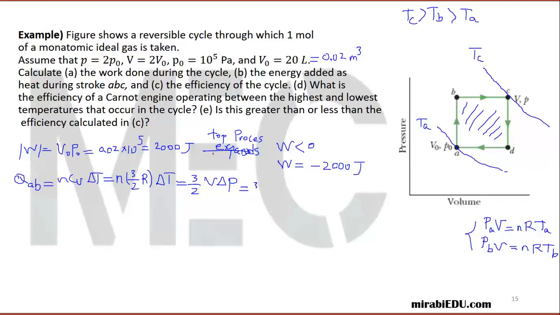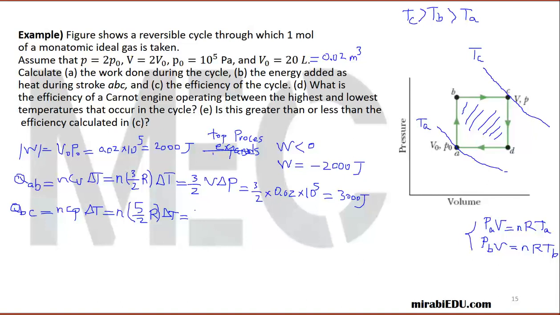So this is 3/2 times, what is the volume? The volume is 200. What is the change in pressure? 10 to the 5. So it will be 3000 joule. Now, what is the heat gained by the system in the BC process? It is nCP delta T. Why? Because it's an isobaric process. Pressure is constant.